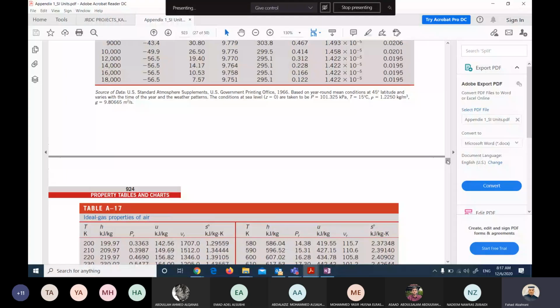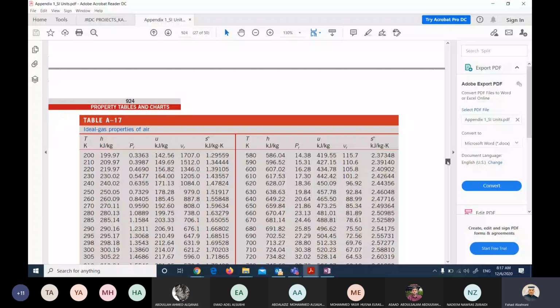So if you see here, ya shabab, this is it. So ideal gas properties of air. You notice you have PR and you have VR. So P2 over P1 equals PR2 over PR1, and PR is a function of temperature. So at any temperature, if you have state 1, let's say at 200 Kelvin, then you can just get directly the corresponding PR.